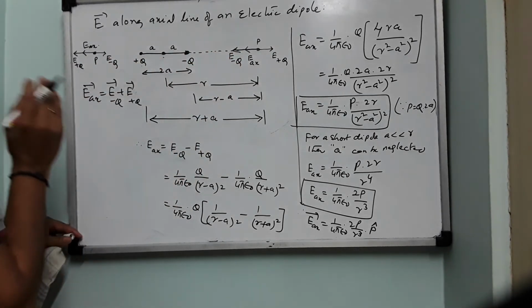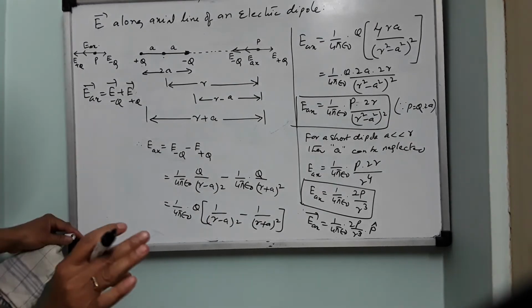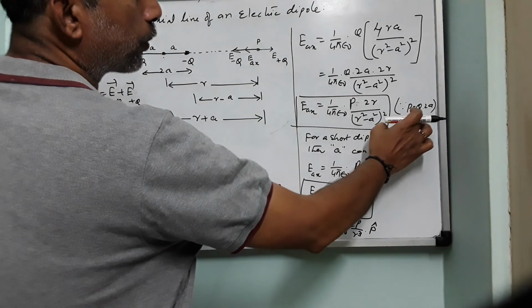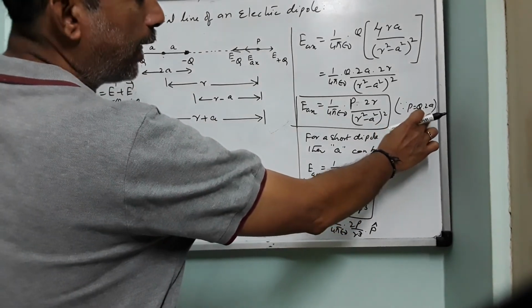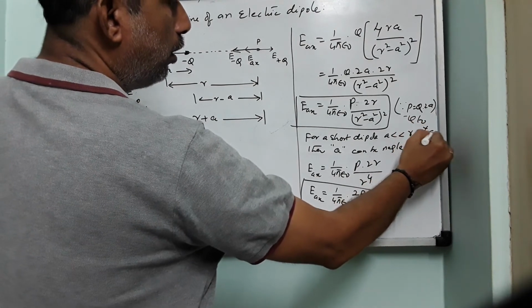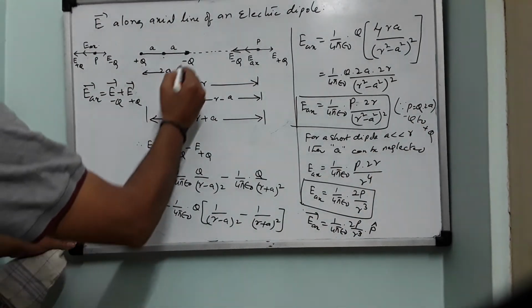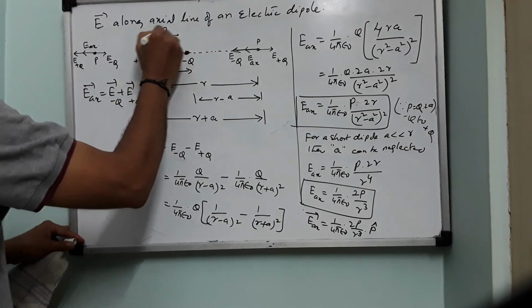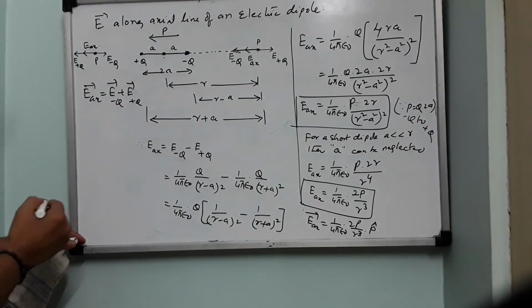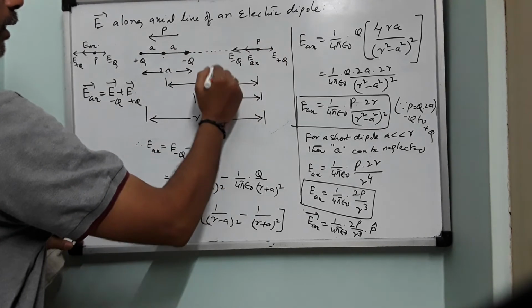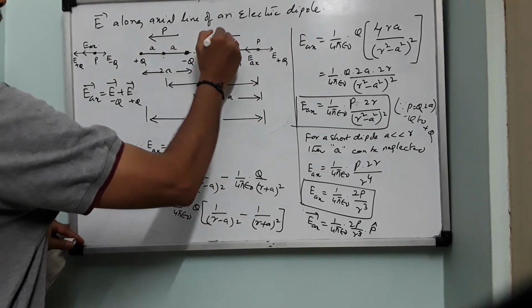And you see the direction of dipole moment vector. What is dipole moment? Dipole moment is nothing but P equals Q into 2A. What is the direction of dipole moment? It is always from minus Q to plus Q. Here is the minus Q, here is the plus Q. So therefore this is the direction of dipole moment P. Then what is the direction of net electric field? If you take P on the right side, this is the direction of electric field, E axial.